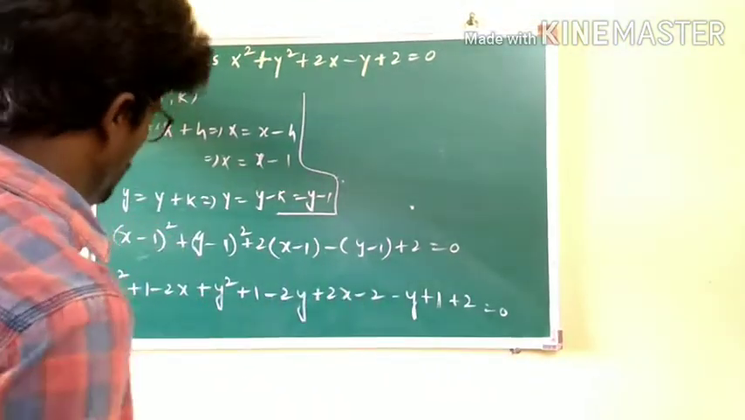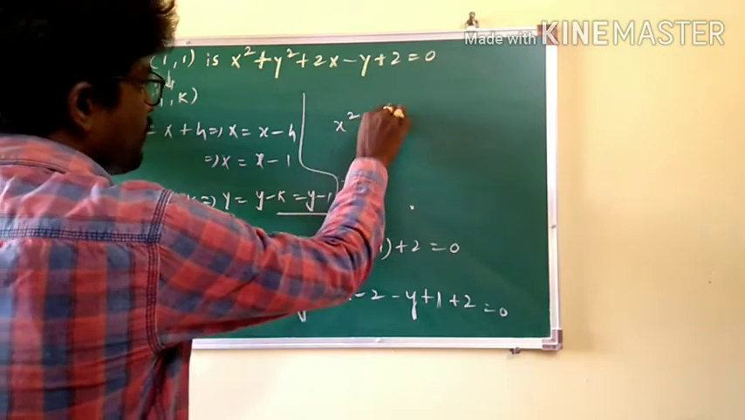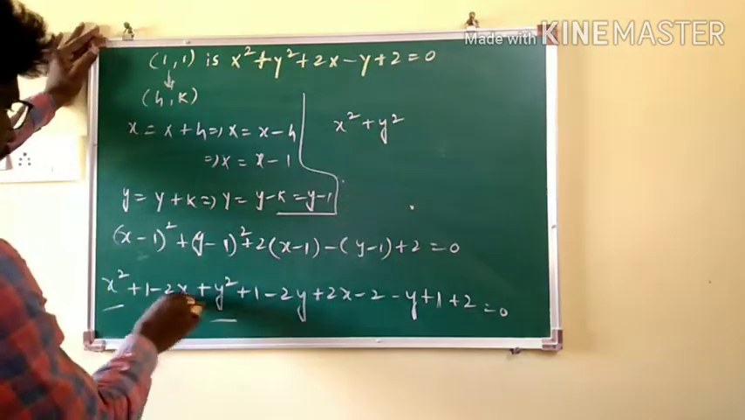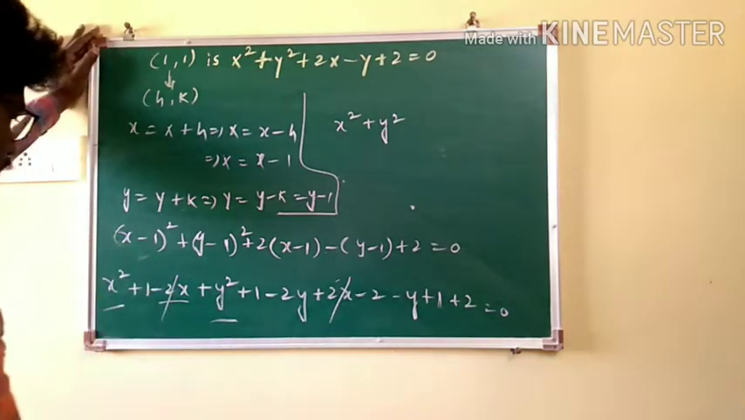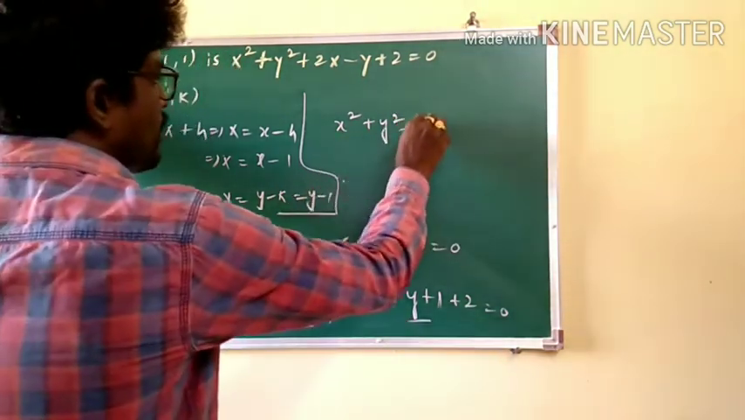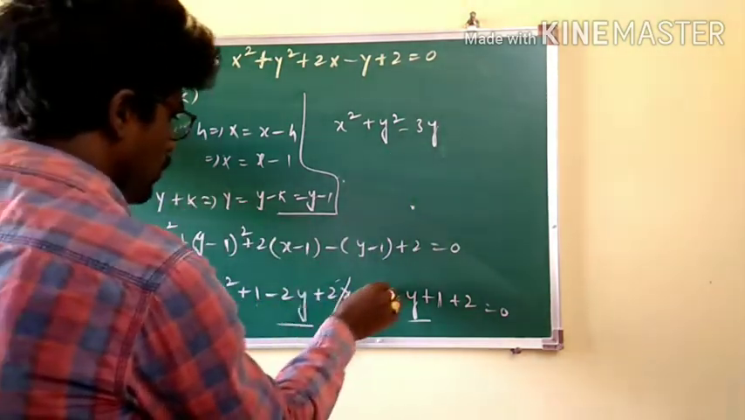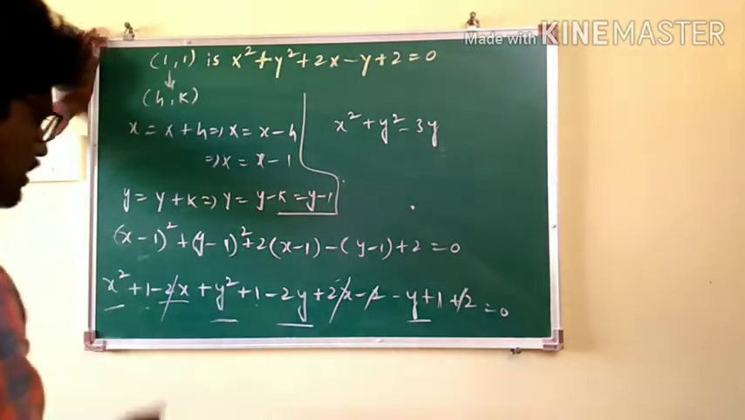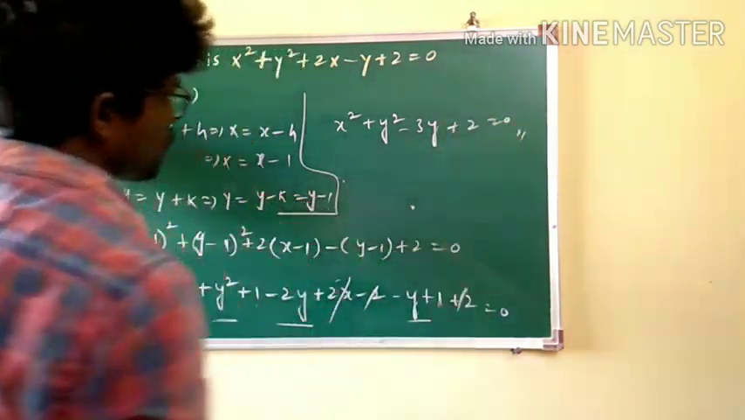This is the reason I told you. Let's see, x square plus y square, we have only two terms. Minus 2x and plus 2x gets cancelled. Any more x terms? No more. Minus y minus 2y is minus 3y. 1 plus 1 is 2, minus 2 plus 2 gets cancelled. We are left with only two more constants, plus 2 is equal to 0.